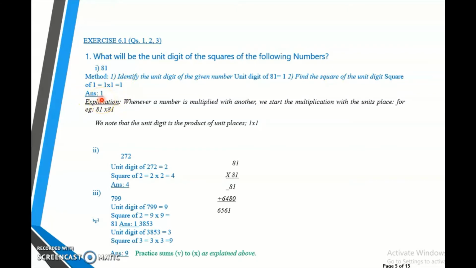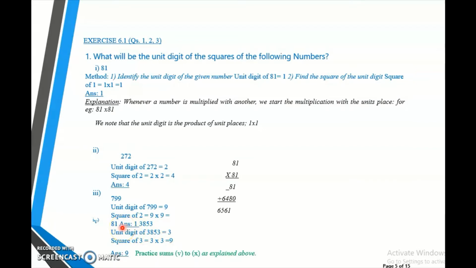Let us take another example. 272. What is the units place? 2. So what is the square of 2? It is 4. So the answer will be 4. Similarly, coming to the third sum, what is the units place? 9. And what is the square of 9? It is 81. So again, the units place there is 1. So the answer is 1.